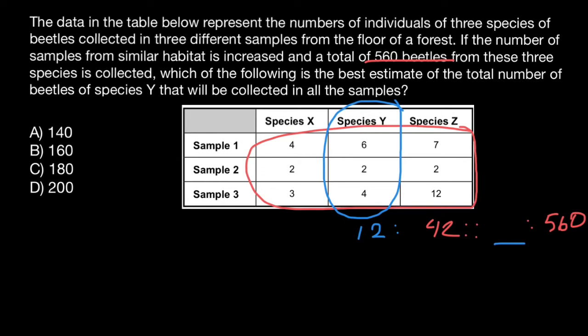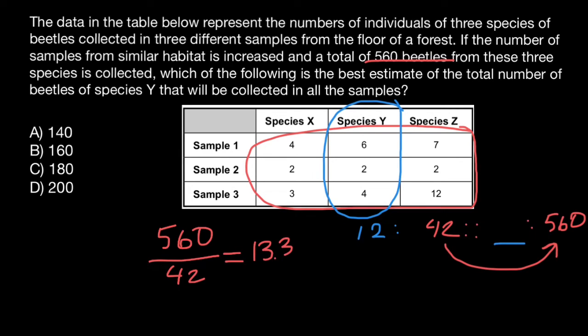Take a look. We have to find how many times this number is smaller than this number, or how many times this number bigger than this number. So let's divide 560 by 42, and we are going to get 13.33. And that means that 42 is 13.33 times smaller than this number. Or we can say that this number is 13.33 times bigger than this number.